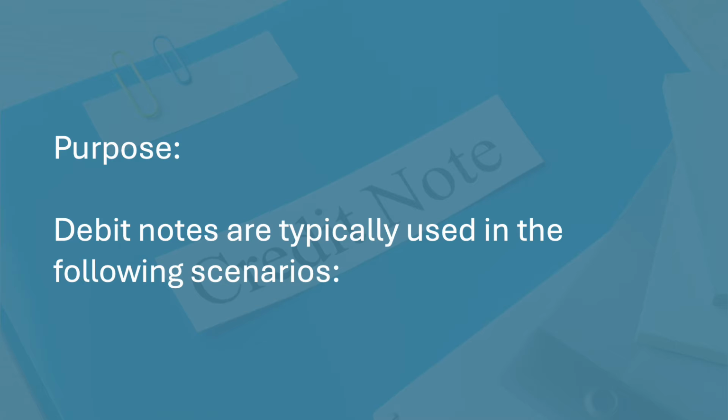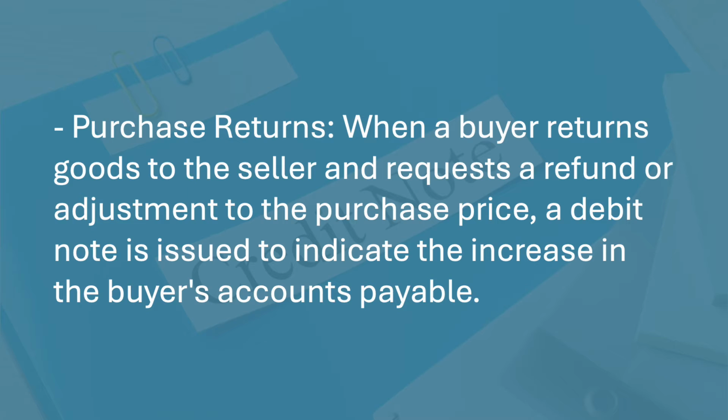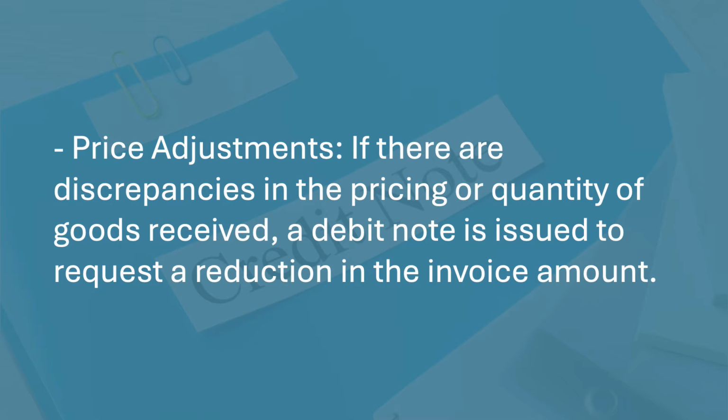Purpose. Debit notes are typically used in the following scenarios. Purchase returns. When a buyer returns goods to the seller and requests a refund or adjustment to the purchase price, a debit note is issued to indicate the increase in the buyer's accounts payable. Price adjustments. If there are discrepancies in the pricing or quantity of goods received, a debit note is issued to request a reduction in the invoice amount.